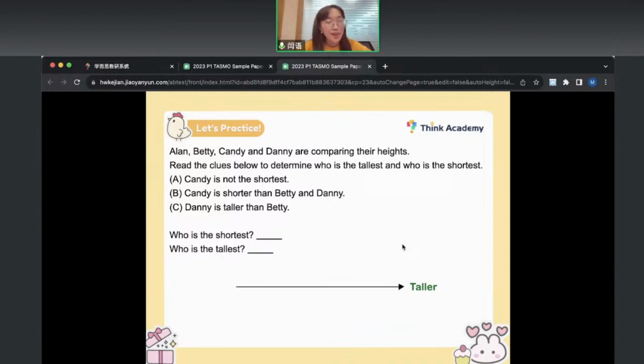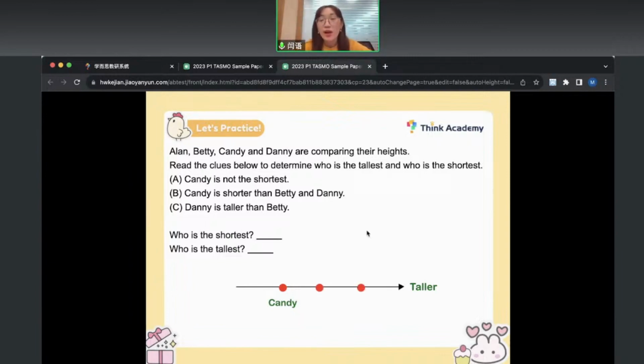我看到有些小朋友写了 A, C, B, D， 但是这一个顺序是什么？从高到矮还是从矮到高呢？Okay, so here let's have a look. According to the first sentence, we know that Candy is not the shortest. But where is Candy? Never mind, we just draw a dot. Okay, and then for the second one, Candy is shorter than Betty and Danny. So here we know that there are 2 people who are taller than Candy. Taller than Candy. So they must be on the right side of Candy.